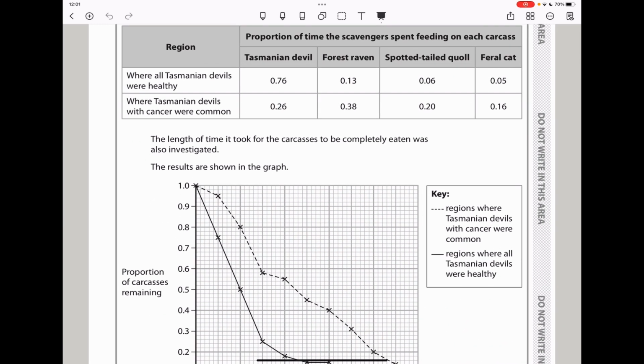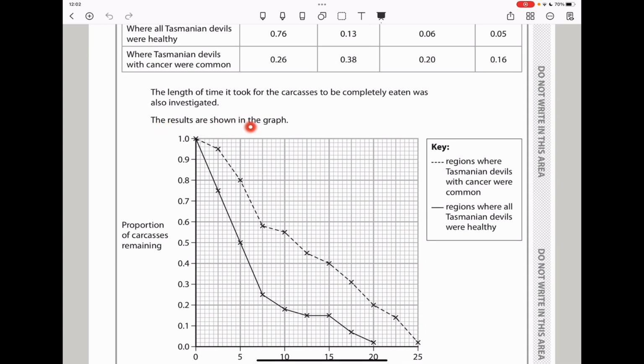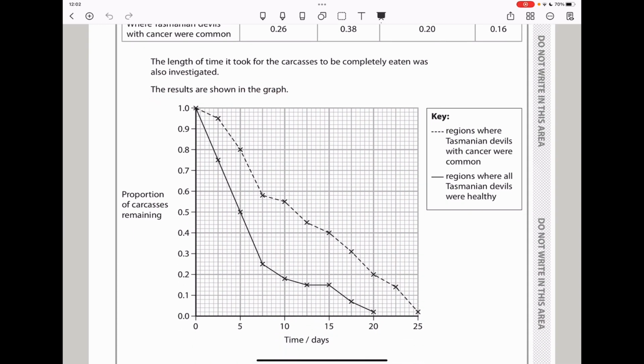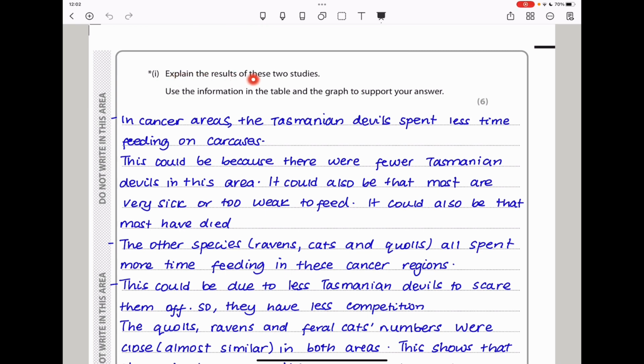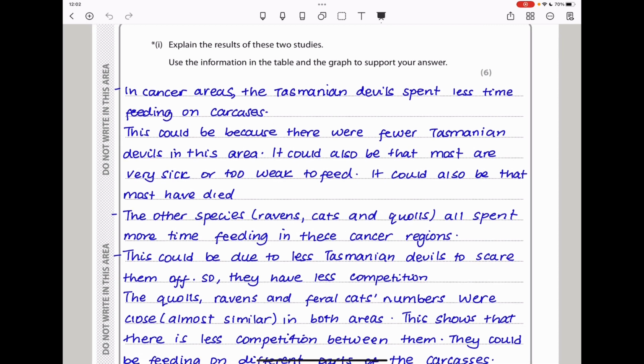So moving on, from the table, the length of time it took for the carcasses to be completely eaten was also investigated, and the results are shown in the graph. So looking at the graph, you can see the proportion of carcasses remaining over time. Over time, we can see the carcasses are decreasing in both regions. So let's continue. They say explain the results of these two studies and use the information in the table and the graph to support your answer.